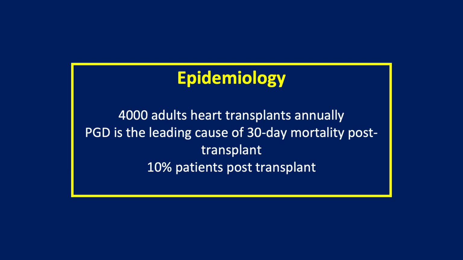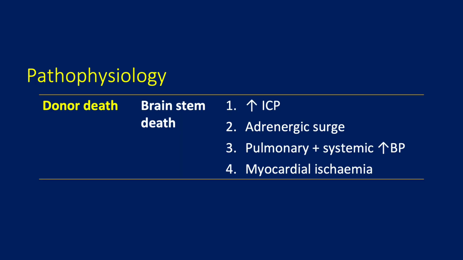How common is this? There are 4,000 adult heart transplants annually. Primary graft dysfunction is a leading cause of 30-day mortality post-transplant and affects 10% of patients. The donor heart is exposed to a range of different physiological insults. These include brainstem death, hypothermic ischemia, warm ischemia, and ischemic reperfusion injury.